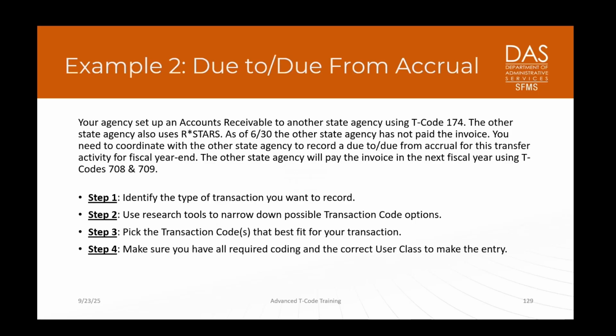So we do have an example here of a due to, due from. If your agency had set up an AR to another state agency using T code 174, and the other state agency hasn't paid it as of 6/30, you need to coordinate with the other state agency to record a due to, due from for the transfer. And then the other state agency is going to pay that invoice in the next fiscal year. So you would follow all the same normal steps that you would for any process.